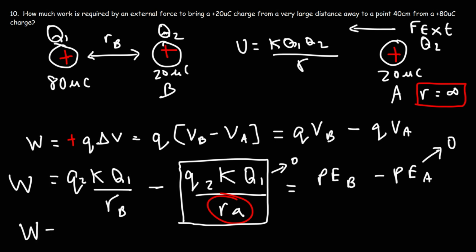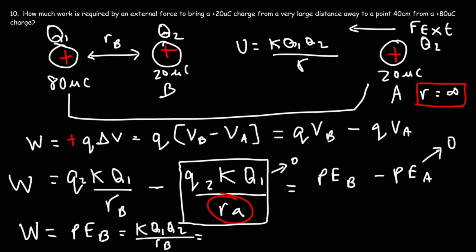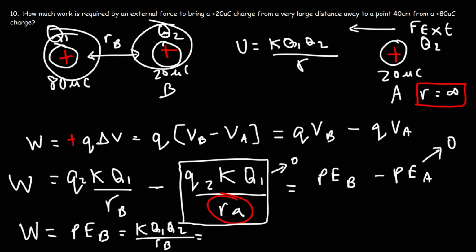Therefore, the work required by an external force to bring this charge from a very far distance away to point B is simply going to be the potential energy at B, which is K Q1 Q2 over RB. So all we have to do to get the answer is simply use the potential energy formula. We just have to realize that the electric potential energy between two charges that are very, very far apart is 0. So the work required is simply going to be the potential energy of the two charges when they're close to each other.